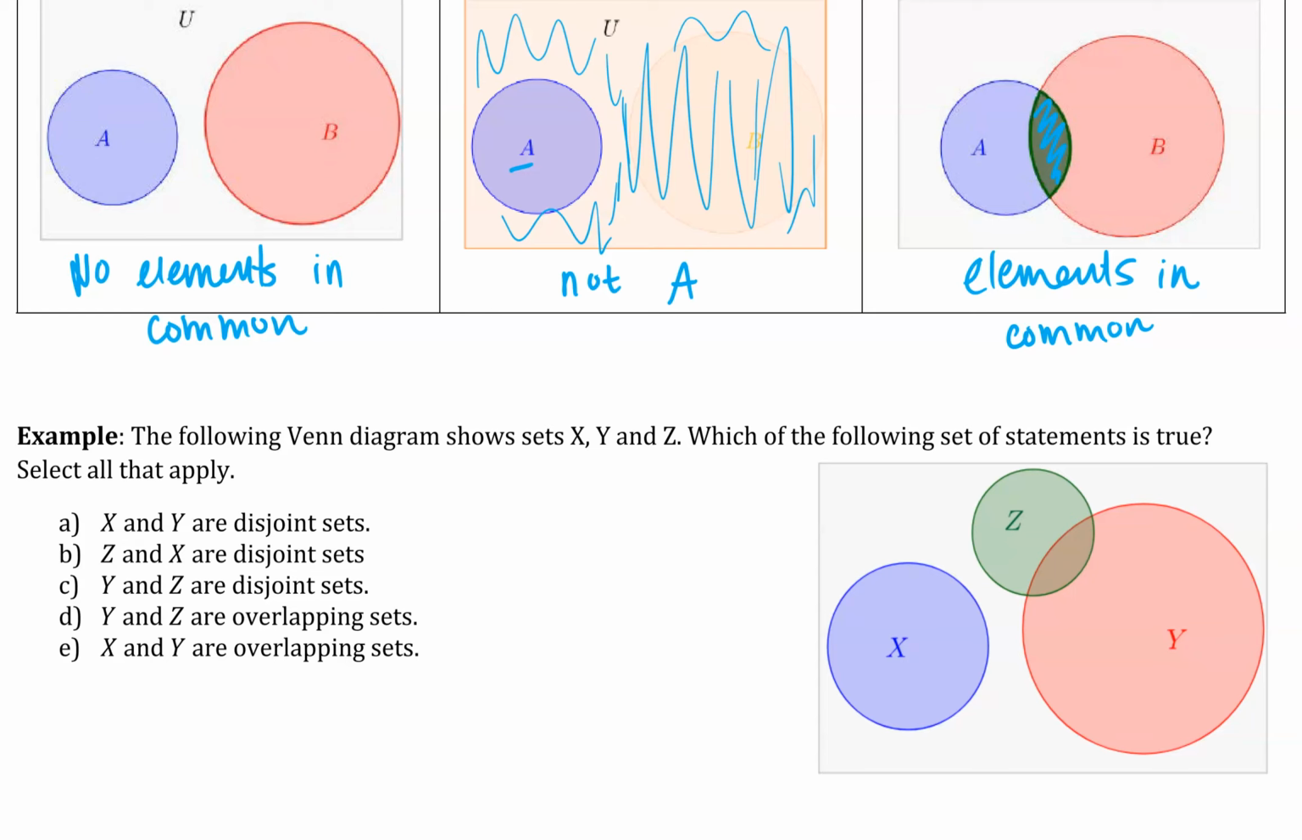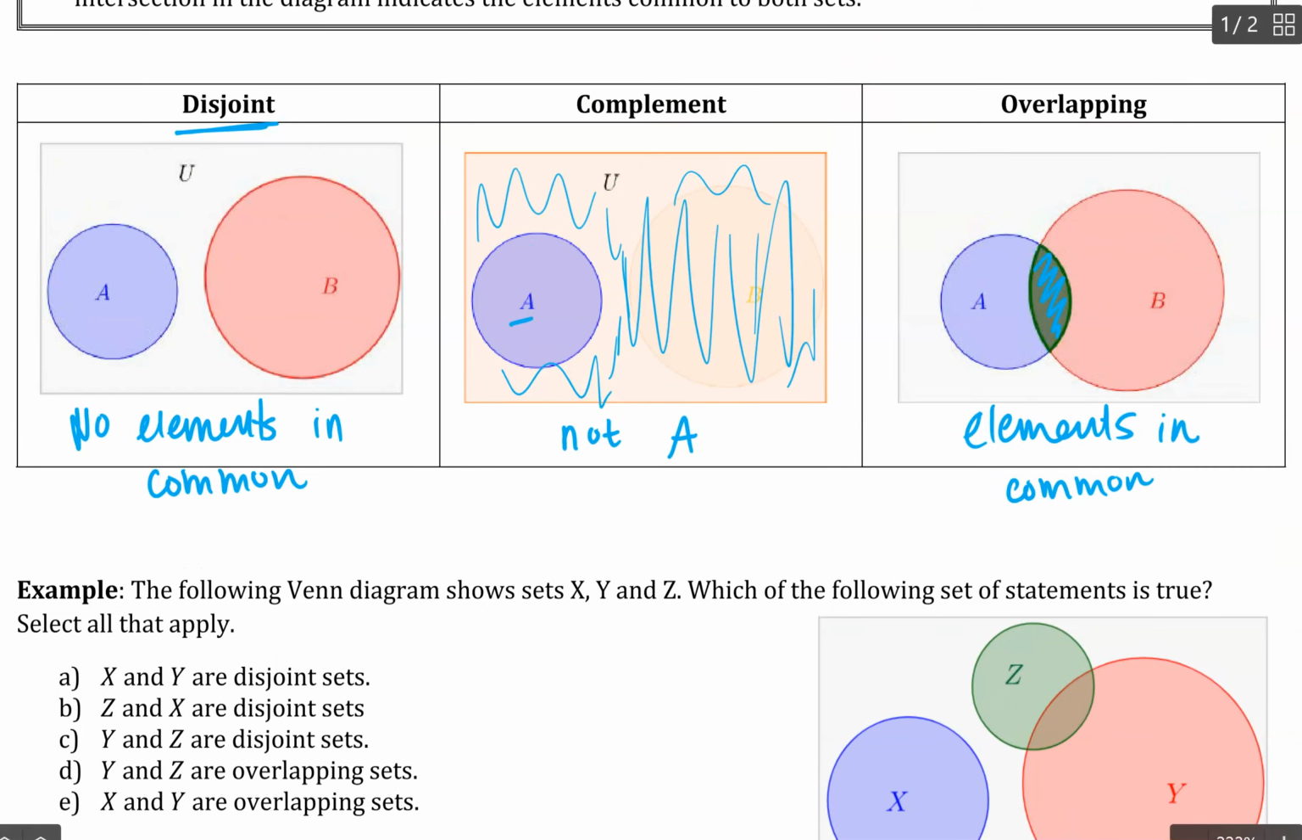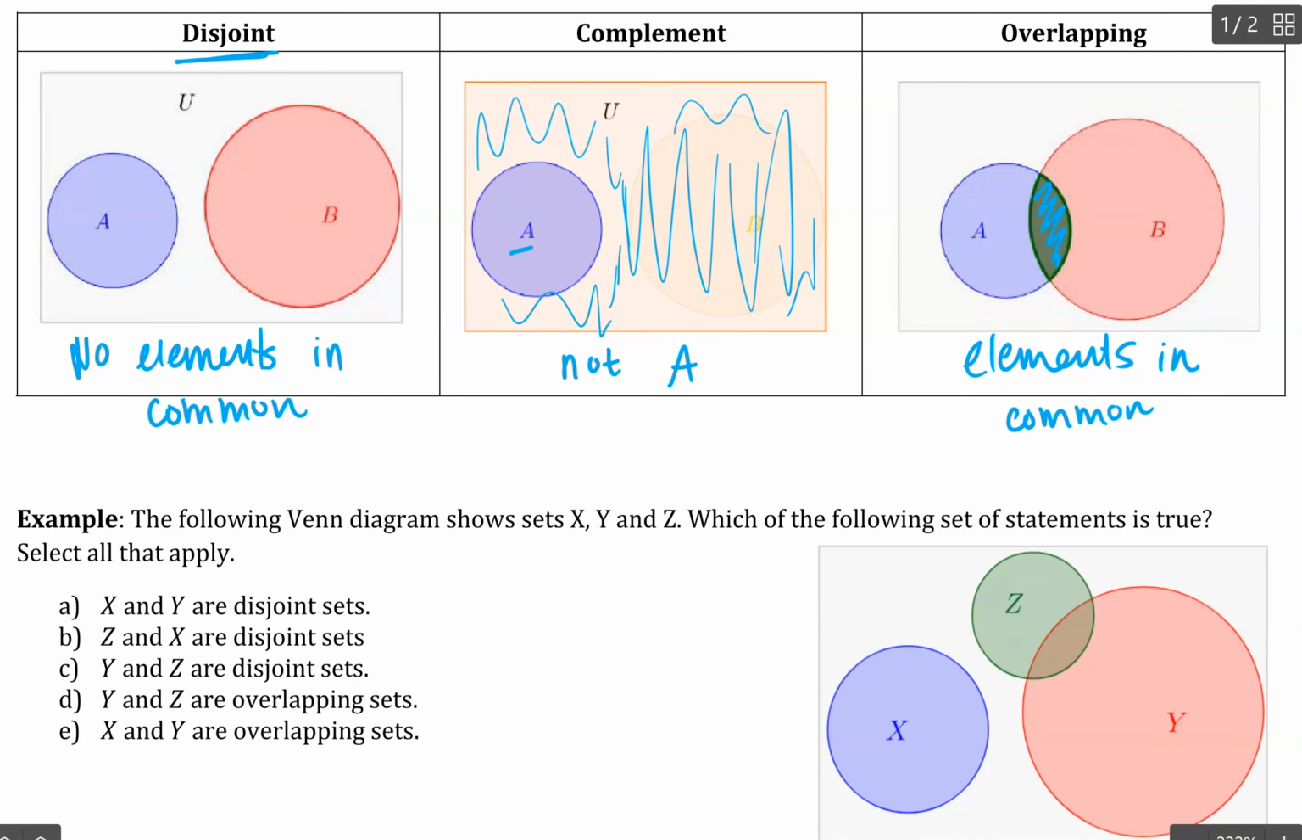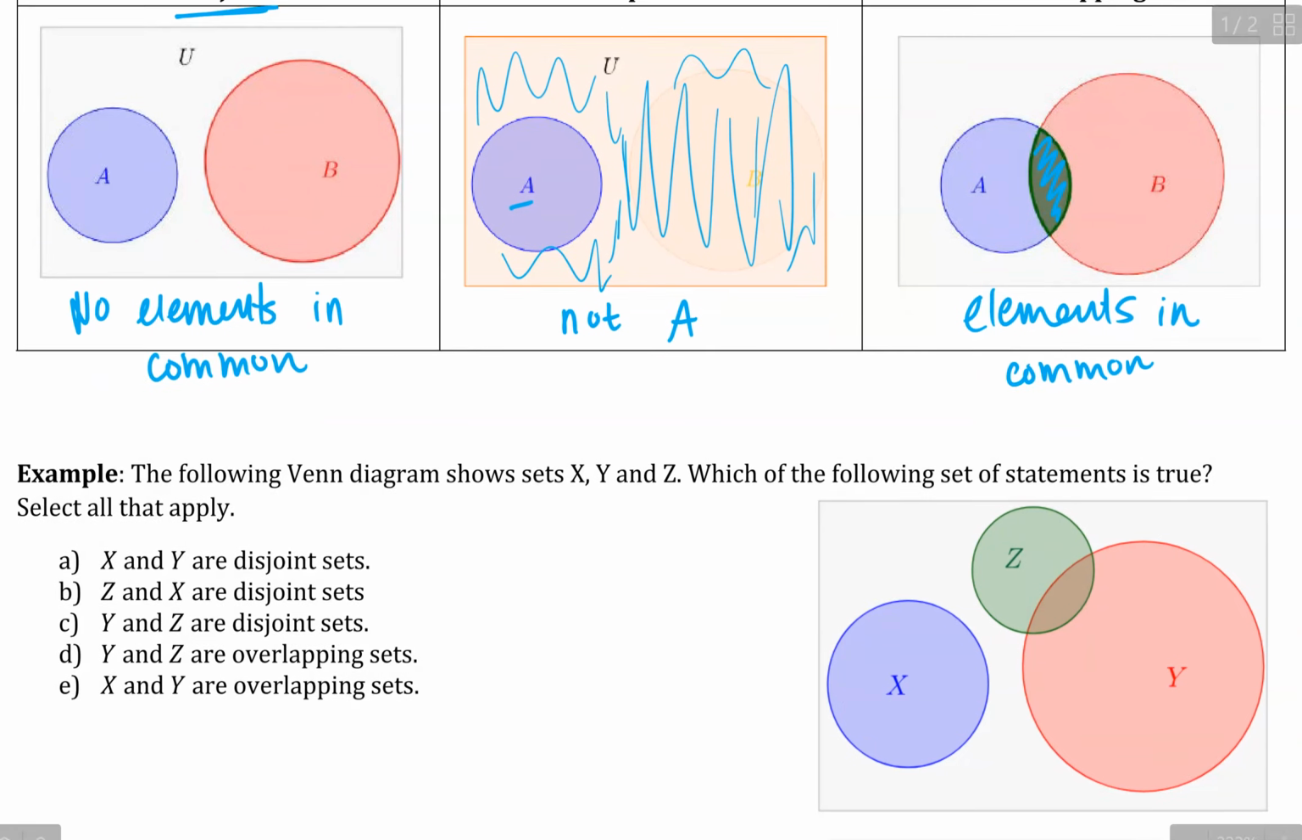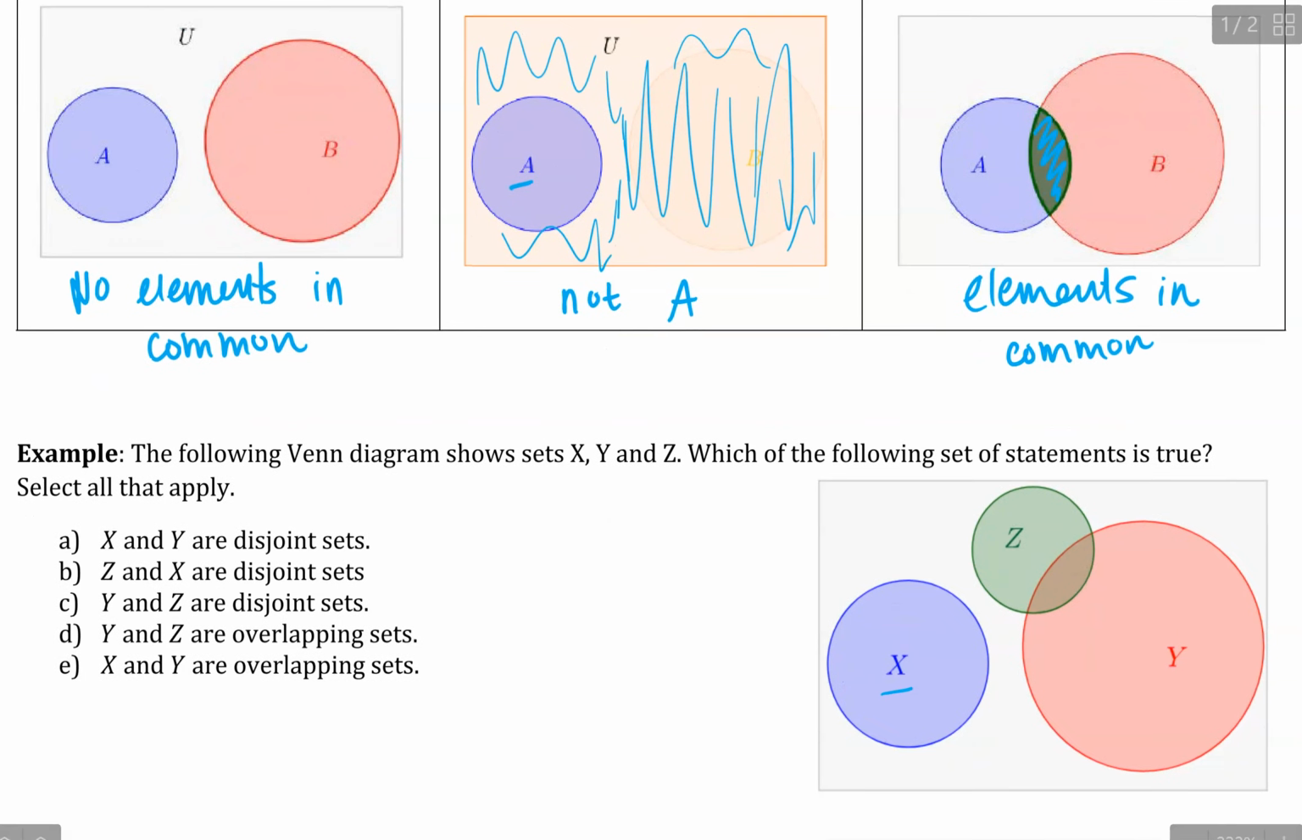So A says that X and Y are disjoint sets. So that means, according to our definition, if X and Y are disjoint, then they have no elements in common. And on the picture here, that would mean that they're not touching at all. Nothing in common, no overlapping. So let's look. Here's X, here's Y, and they are not overlapping. That means, yes, they are disjoint. So that's true.